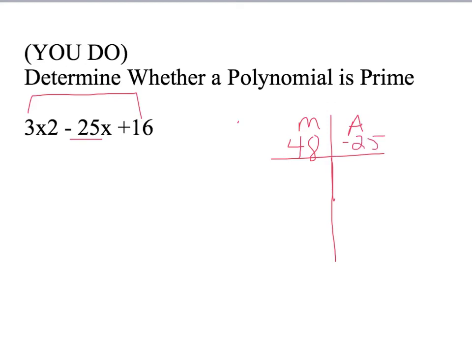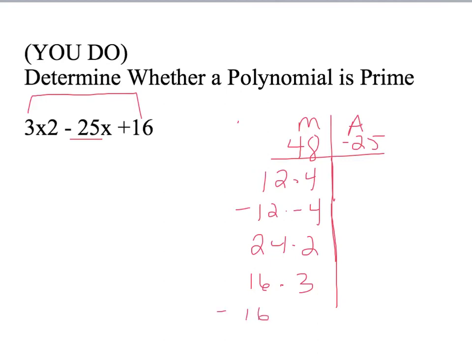Okay, so multiplying to 48, I can do 12 times 4. I could do negative 12 times negative 4. I can do 24 times 2. Okay, that will give me 26. That won't work. 16 times 3.